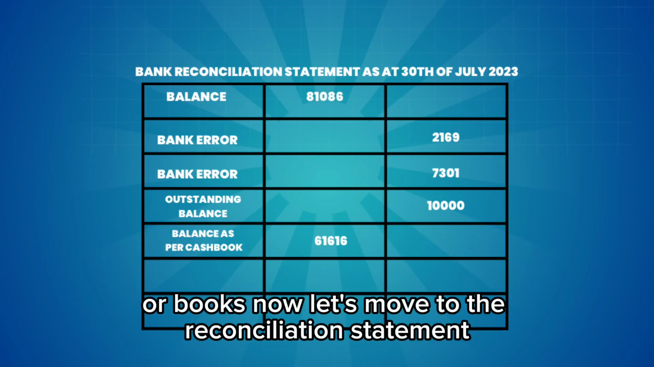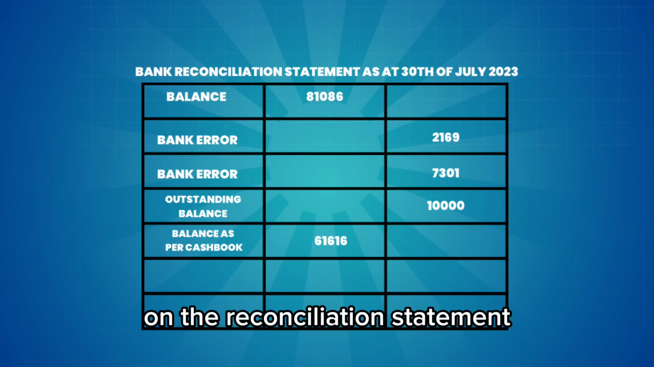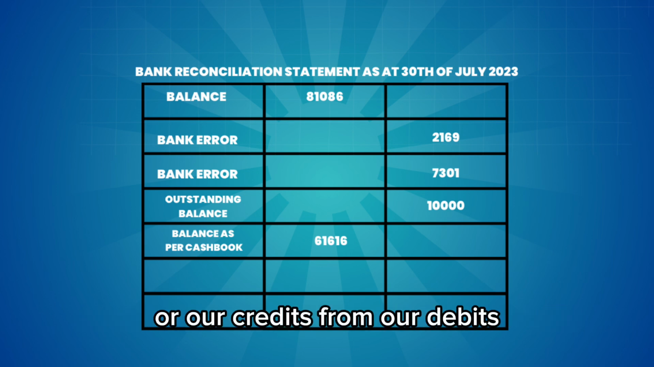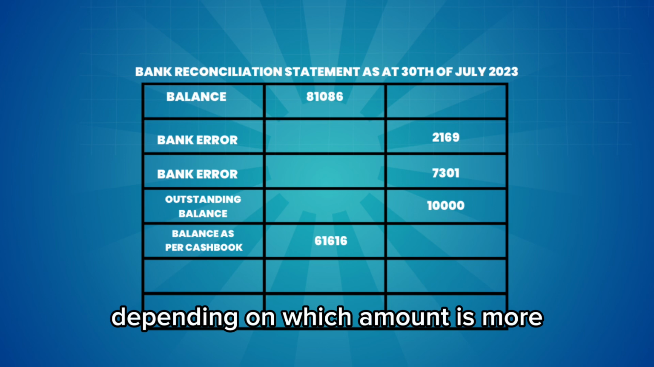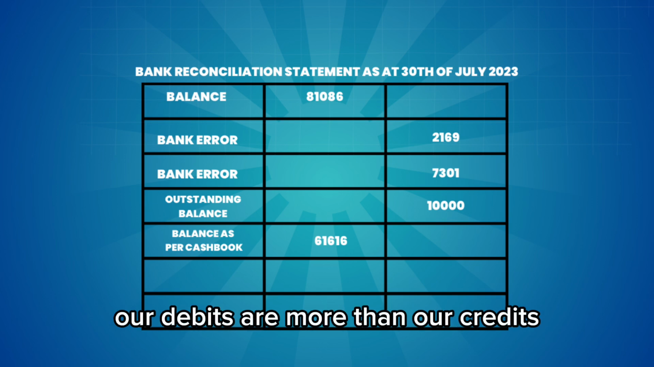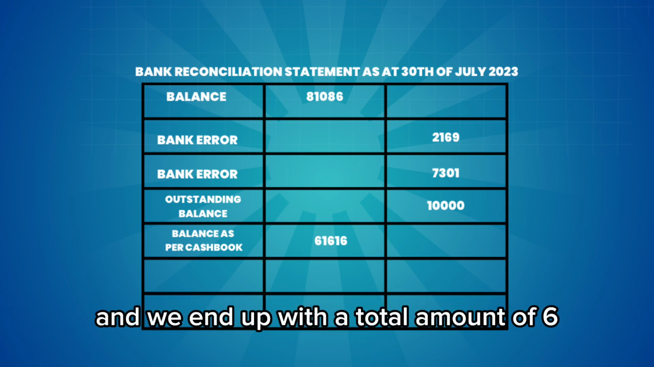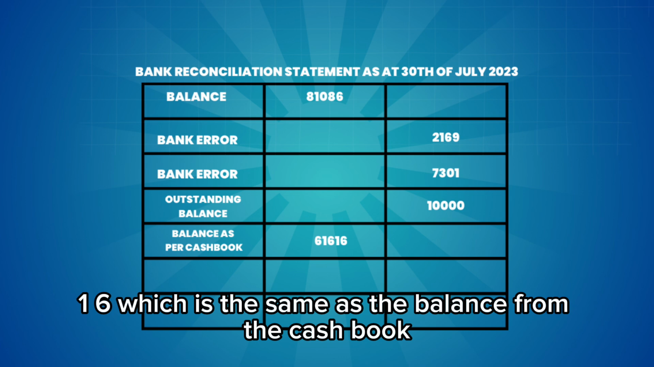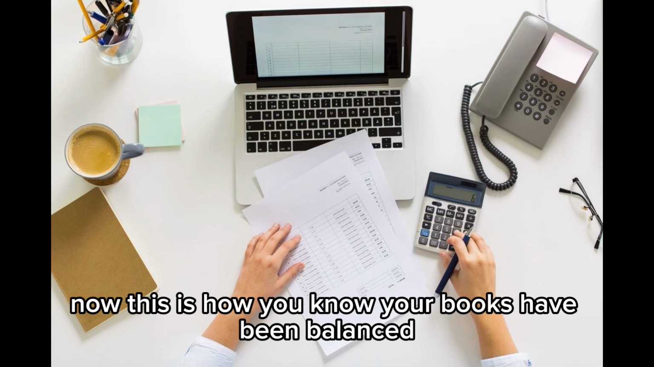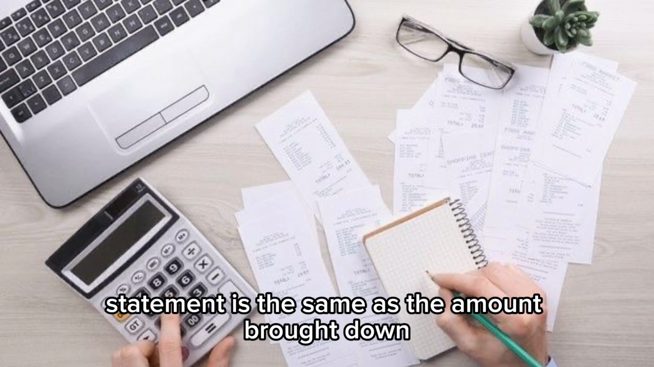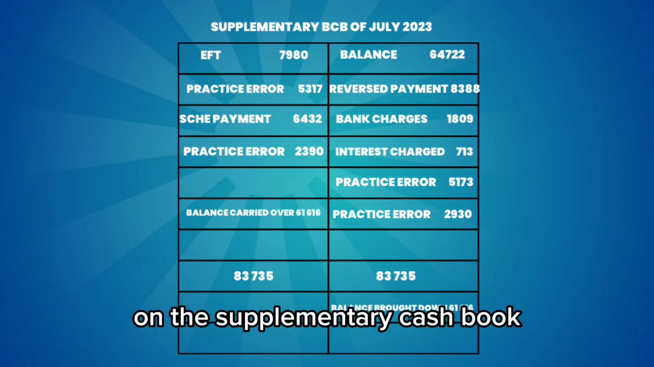Now let's move to the reconciliation statement. On the reconciliation statement, we will subtract our debits from our credits or our credits from our debits, depending on which amount is more and which amount is less. In this case, our debits are more than our credits, meaning we subtract our credits from our debits and we end up with a total amount of 616, which is the same as the balance from the cash book. Now this is how you know your books have been balanced, because the amount on the reconciliation statement is the same as the amount brought down on the supplementary cash book.